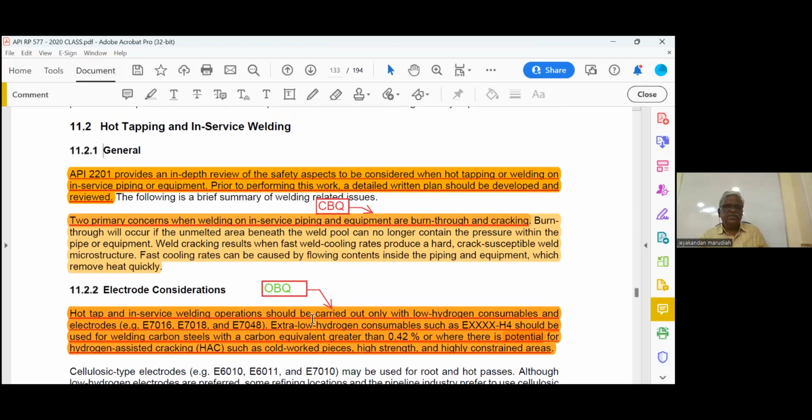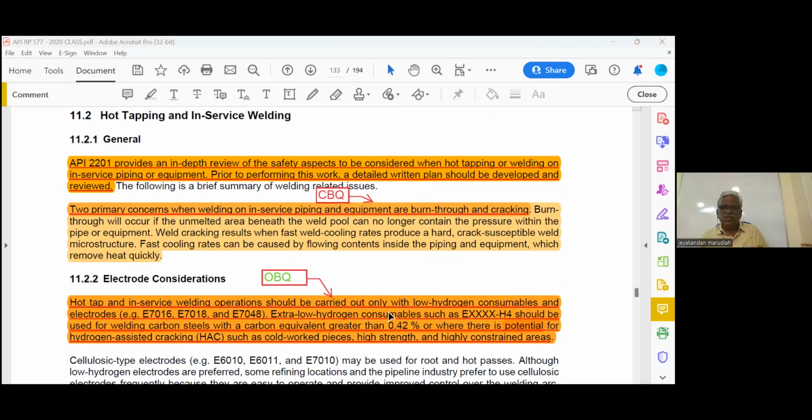Then this paragraph is important. Hot tap and in-service operation should be carried out only with low hydrogen consumables and electrodes. Extra low hydrogen consumables such as EXX18 should be used for welding carbon steel with a carbon equivalent greater than 0.42%. That is recently asked open book question. Carbon equivalent greater than 0.42, you have to use extra low hydrogen electrodes. That is open book.